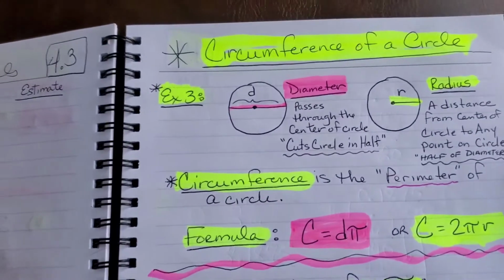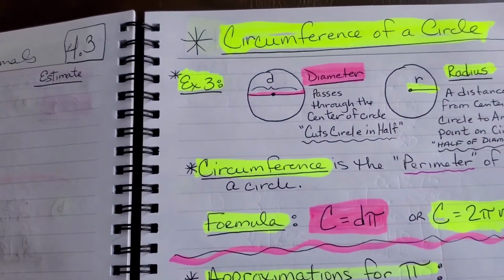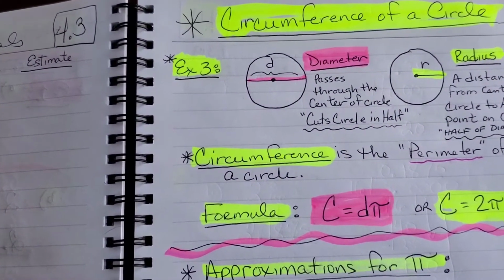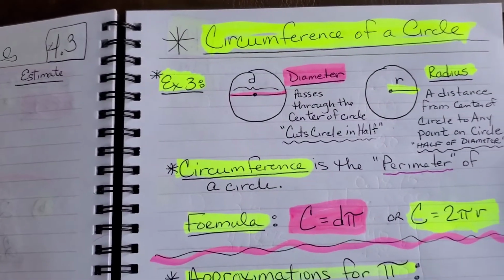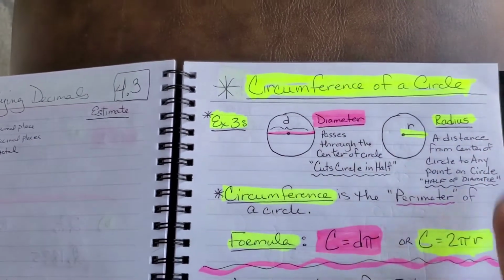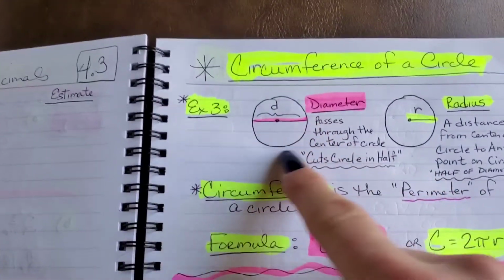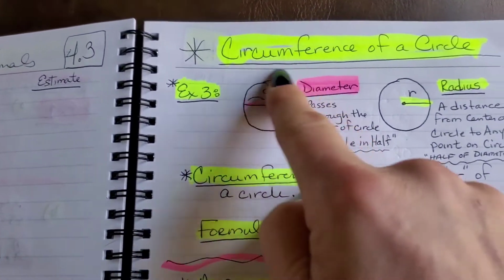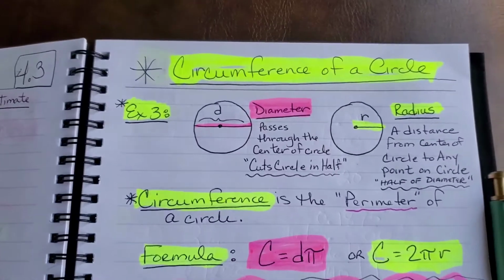We are going to be talking about finding the circumference of a circle. What you need to remember is that the circumference of a circle is the same as the perimeter of a rectangle. Circumference is the perimeter, it's just the perimeter of a circle, so we have a nice special name for it.